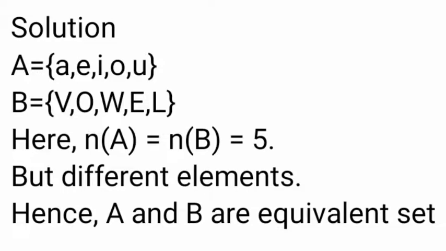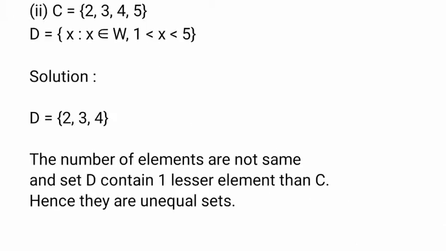Solution: set A equals the vowels of the English alphabet, that is A, E, I, O, U. B is the vowels of the given word, so V, O, W, E, L. So here n(A) and n(B) are equal to 5, but the elements are different, hence A and B are equivalent sets.